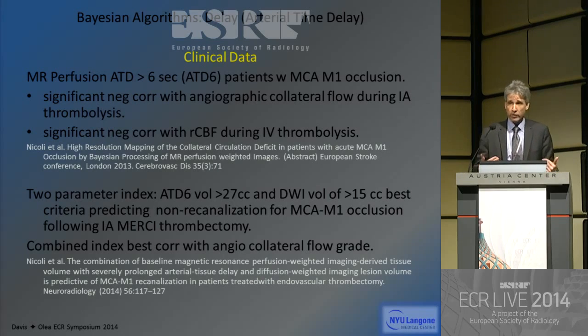Secondly, in a clinical trial, when you take two parameters, the arterial tissue delay and the size of the infarct by diffusion imaging, those two indices together, multi-parametric indices, best predicted non-recanalization for the MCA M1 territory. And when you put both of them together, they also best correlate with angiographic collateral flow.